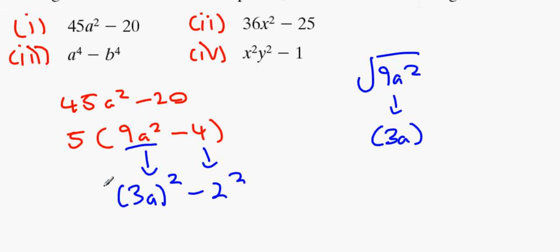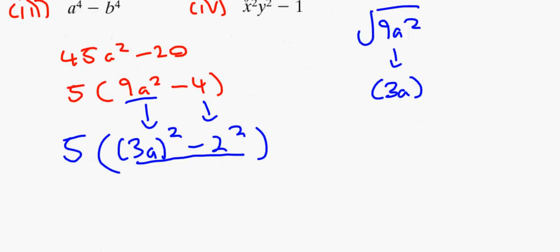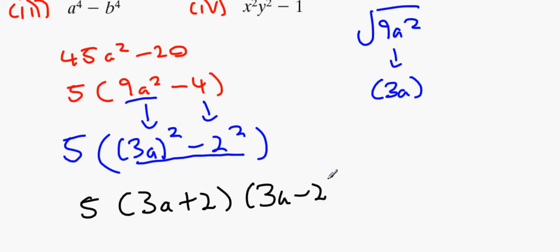The 5 is still out here. Now just ignore the 5 for a minute and just have a look at this here. Okay, we can see that x is going to be 3a and y is going to be 2. It's basically the difference of two squares, so what we're going to get is 5 into 3a plus 2 and 3a minus 2. Okay, so that's the first question done there.